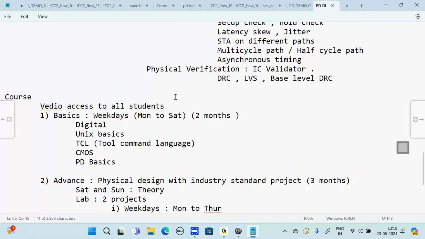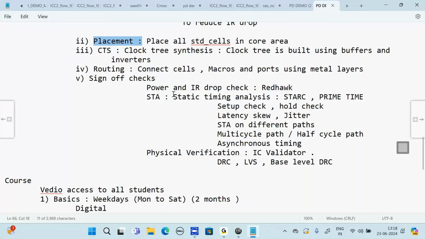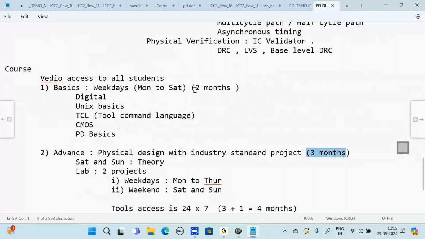Each step. When I come to CTS, the course I've already told, advance is for 3 months, basics is for 2 months. If you skip basics, it is only for 3 months.